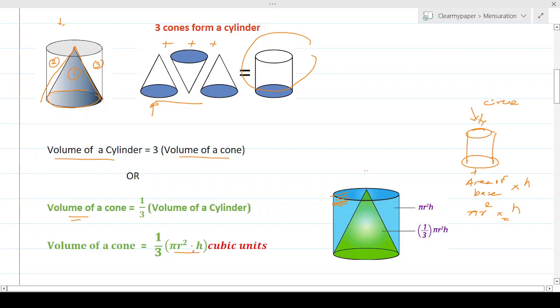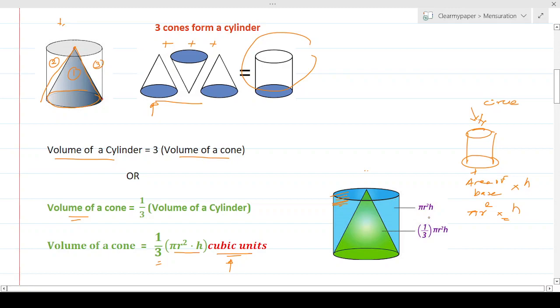And I just need to take 1/3 of that, or pretty much divide it by 3, to get the volume of the cone. So you simply divide the whole volume of the cylinder by 3. That should give you the volume of the cone in cubic units. Always write the units, whatever the given units are, whether centimeters or meters. If nothing is given, just write cubic units.